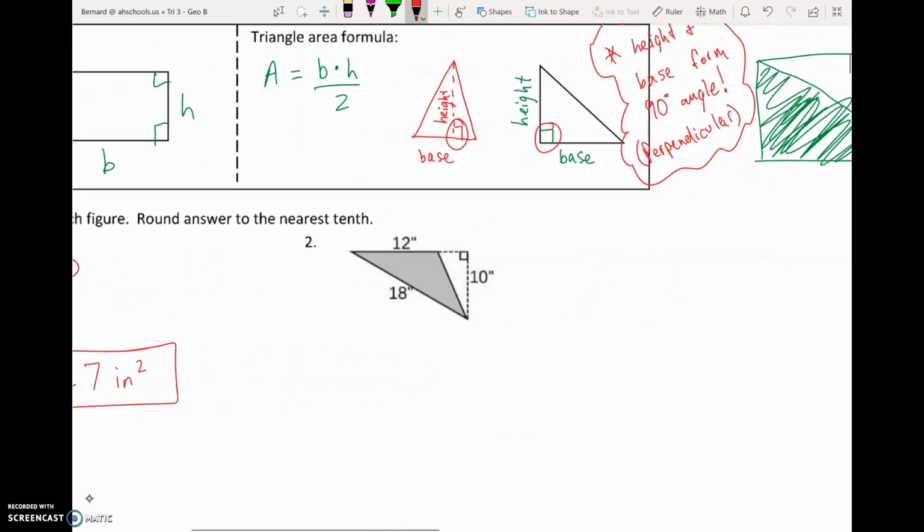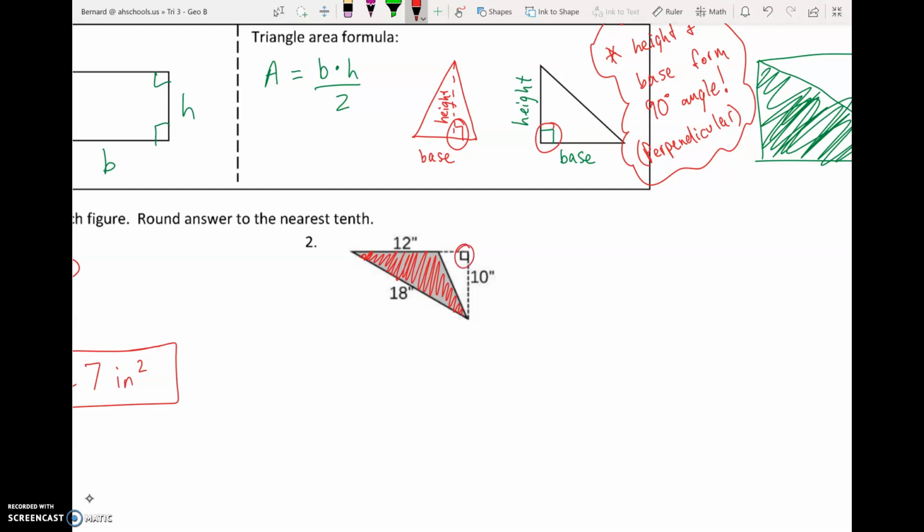Now, in number 2, we actually have exactly what we need to just plug these numbers into a formula, but we need to be able to visualize it. And this is not an easy picture to visualize. First of all, the shaded region is your triangle. So we're working with this triangle right here. Those dotted lines on the outside are actually not part of the triangle at all. However, they are lines that help you decide what's the base and what's the height.